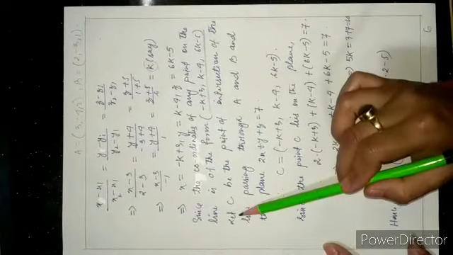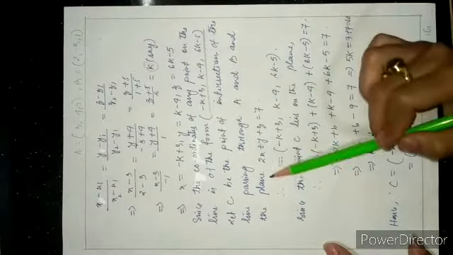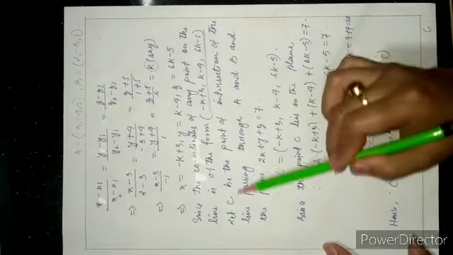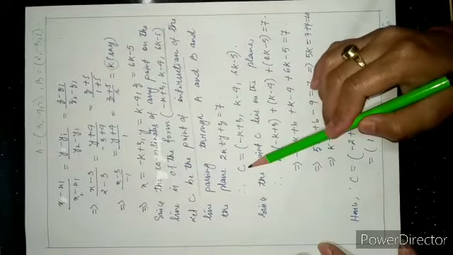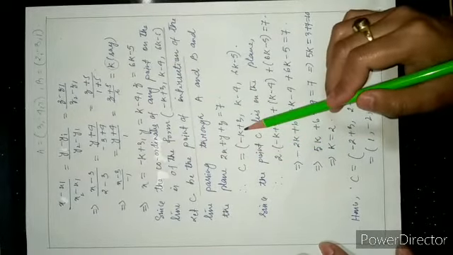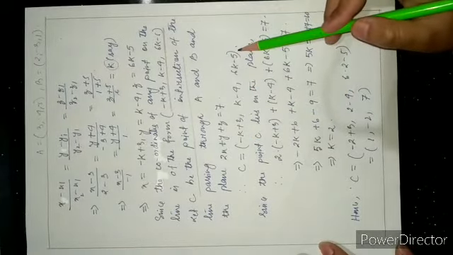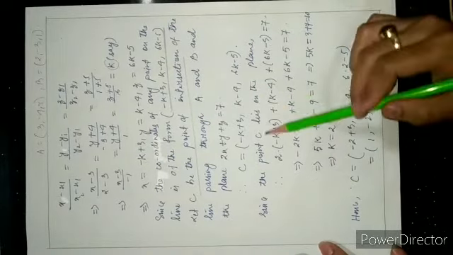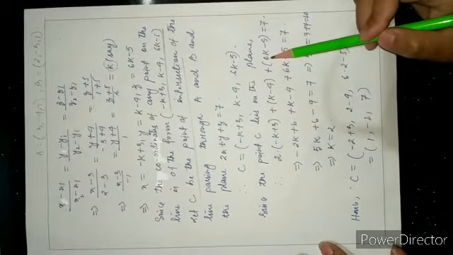Let C be the point of intersection of the line passing through A and B and the plane. The equation of the plane is 2x plus y plus z is equal to 7. Since C lies on the line, the coordinates of C will be minus k plus 3, k minus 4, 6 times k minus 5. And also since the point C lies on the plane, the coordinates of C must satisfy the plane equation.